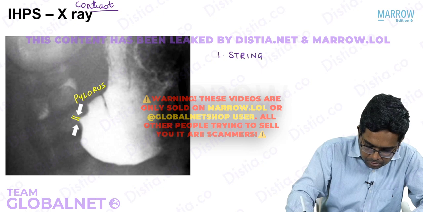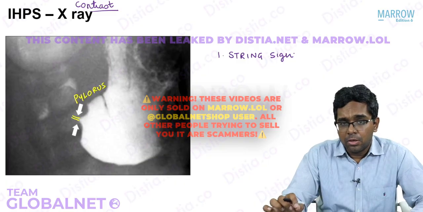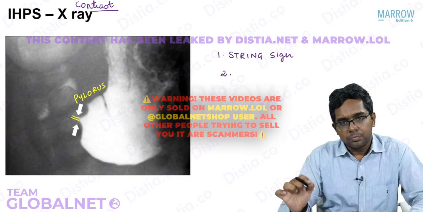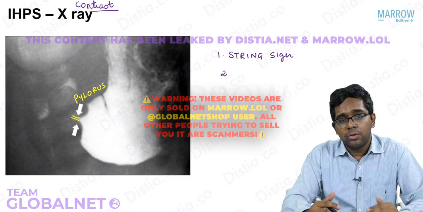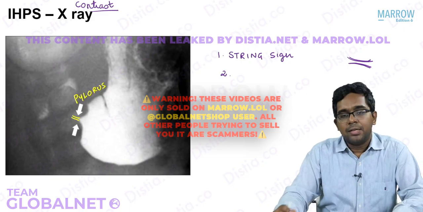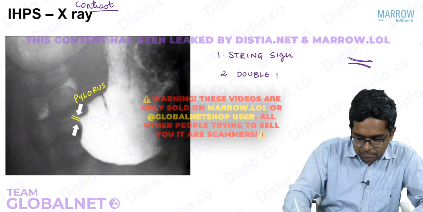Okay, that narrow pyloric channel is called as string sign. The next sign is the barium or the contrast tracks through the sides of that narrow pyloric channel. Something like on the sides of the pyloric channel it tracks through, creating a double track sign. Okay, double track sign.